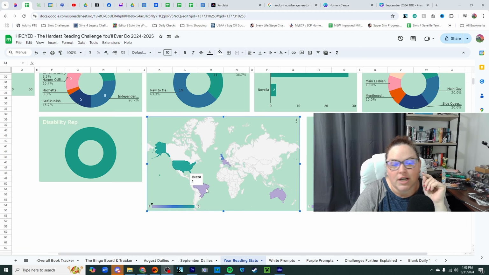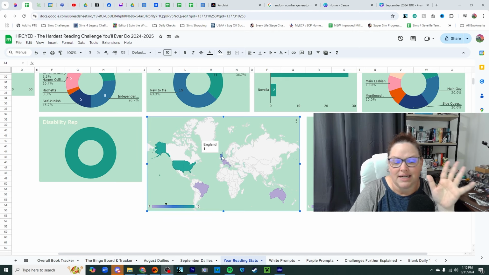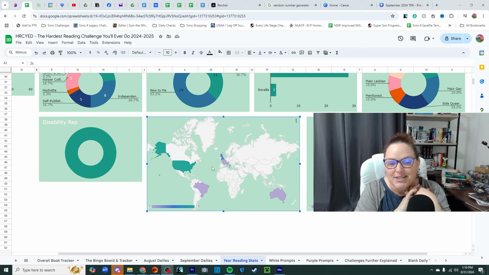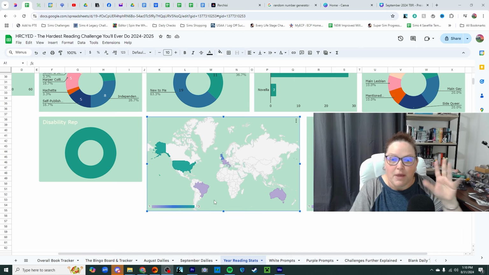So the first one we're going to look at is the world map. I had still 13 books set in the United States and quite a few set in England, but I had 1 book set in Australia, 1 book set in Brazil, 1 in France, and 1 in Italy. So we are definitely branching out from the US and the UK. And technically, I could count those books as being set outside of the US or UK or Canada for the challenge, but I think I was counting those books for something else, so I don't know that I counted them there. Anyway, that part doesn't matter.